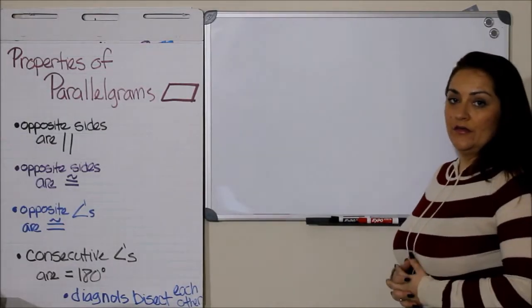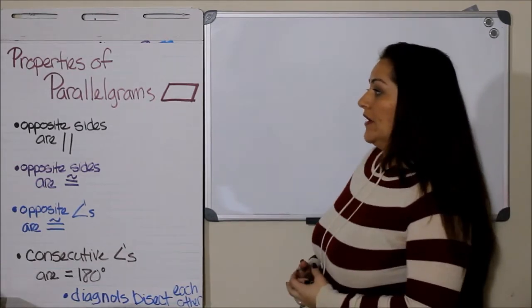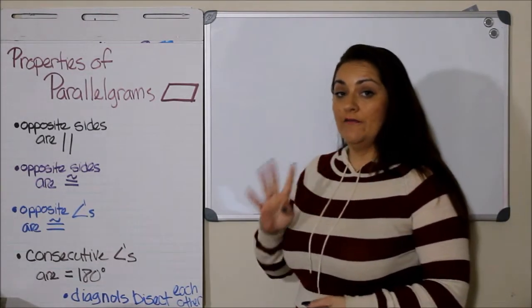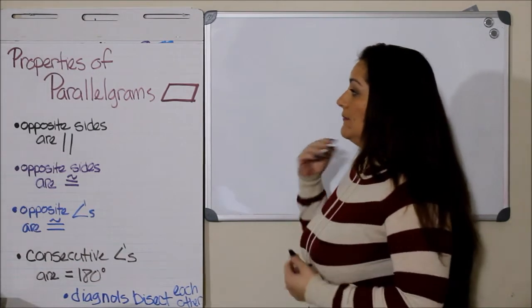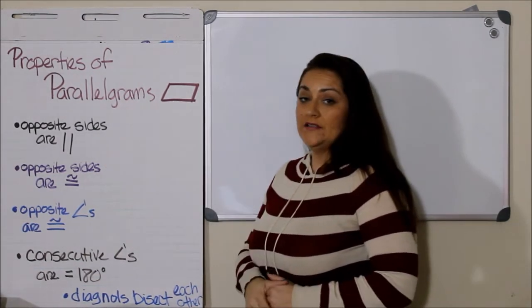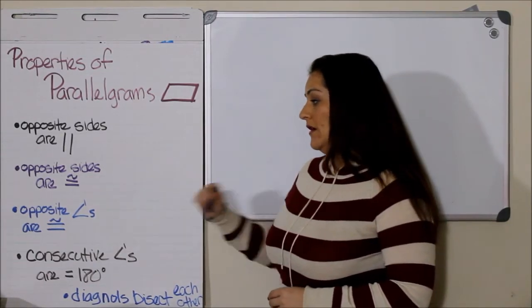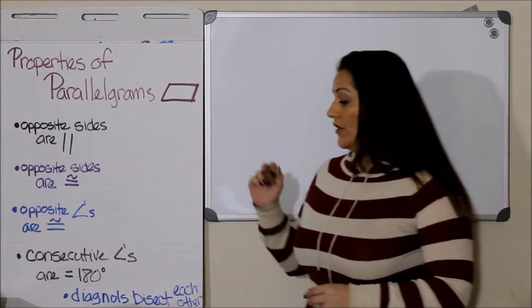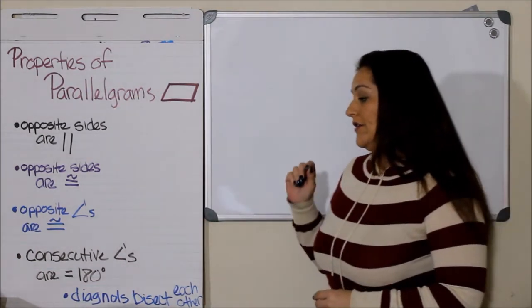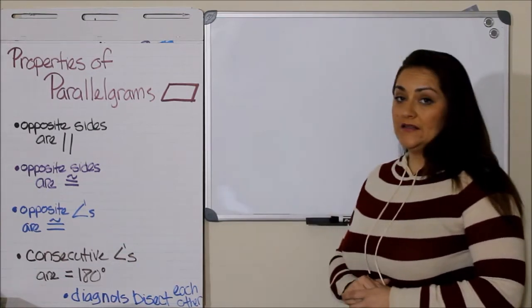Let's review the properties of parallelograms. So parallelograms are quadrilaterals, which means they have four sides. And some of the properties of parallelograms include that opposite sides are parallel, the opposite sides are congruent, opposite angles are congruent, the angles that are next to each other equal 180, and the diagonals bisect each other.